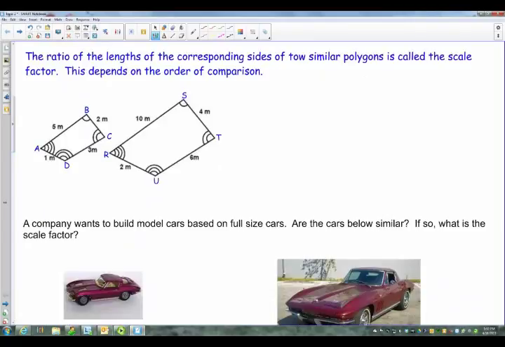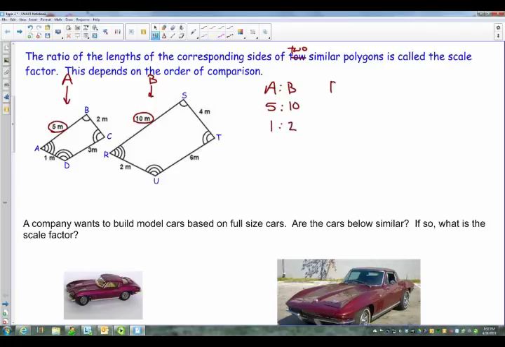And that's right here. So the ratio of the lengths of the corresponding sides of two similar polygons is called the scale factor. And this depends on the order of the comparison. Okay, so it's really important to understand the order of these things and how they go. So if I were to take this one first, we'll call this figure A, we'll call this figure B. If I'm looking at the scale factor from A to B, okay, well A has a ratio from 5 to 10, and remember we reduce this, so 1 to 2.